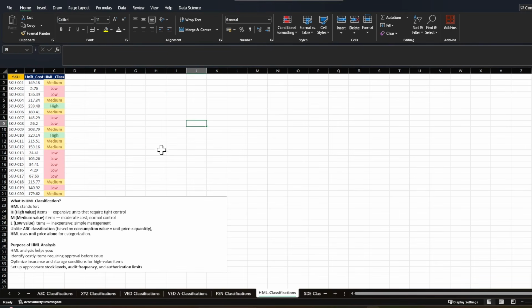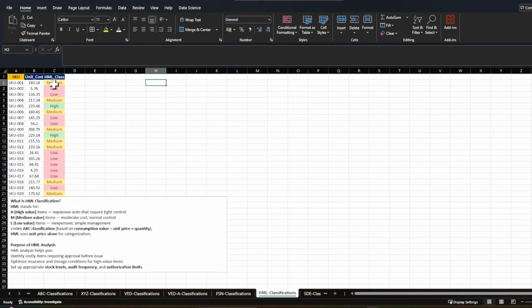Anyway, so how to do this? Again, it's very simple because we usually have unit cost data, correct? Either you get it from an ERP dump, or if not, you can calculate it from how much of this unit you consumed and how much money you spent on it. You will be able to calculate it, and it's a very simple formula. You are just assigning classes on the basis of percentile values, correct?